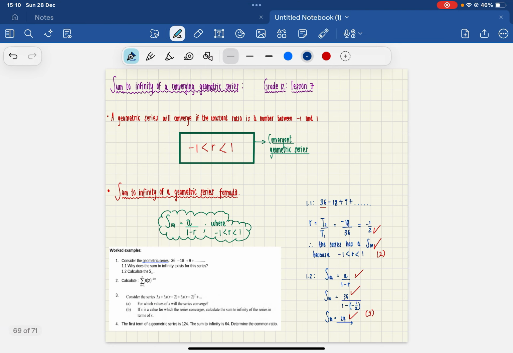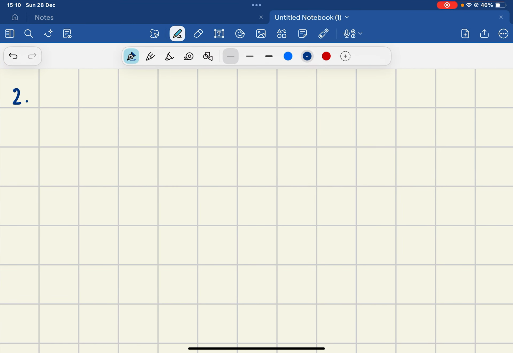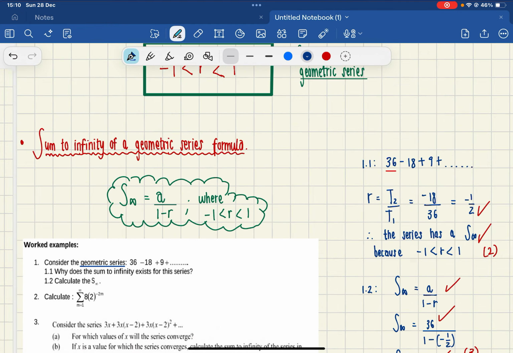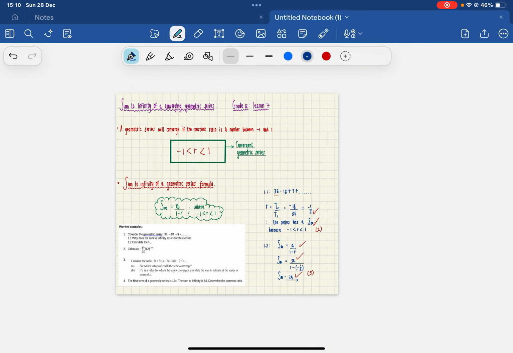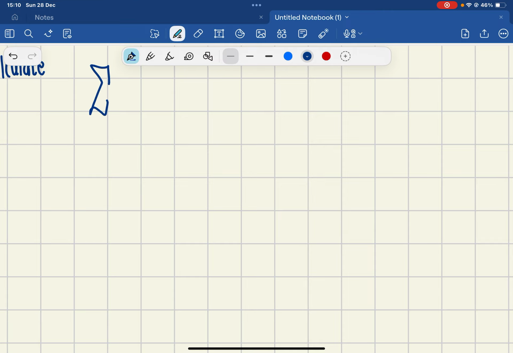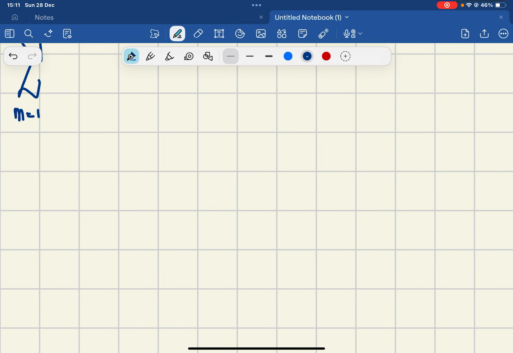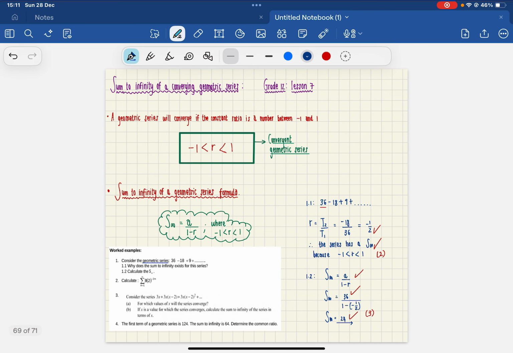Question 2 then goes on to this. Let's quickly see question 2. It says calculate. Just click on it, write it down here for us. Calculate the sum of infinity, where m is equal to 1 and it ends at infinity. So we can see that this is a sum of infinity, and we're given a formula here.